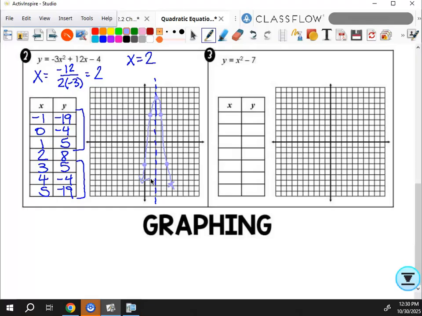So this one is longer and skinnier than the other one. Remember with our transformations, that number out in front, that was our vertical stretch. So since this leading coefficient is a 3, that's going to make it longer and skinnier.